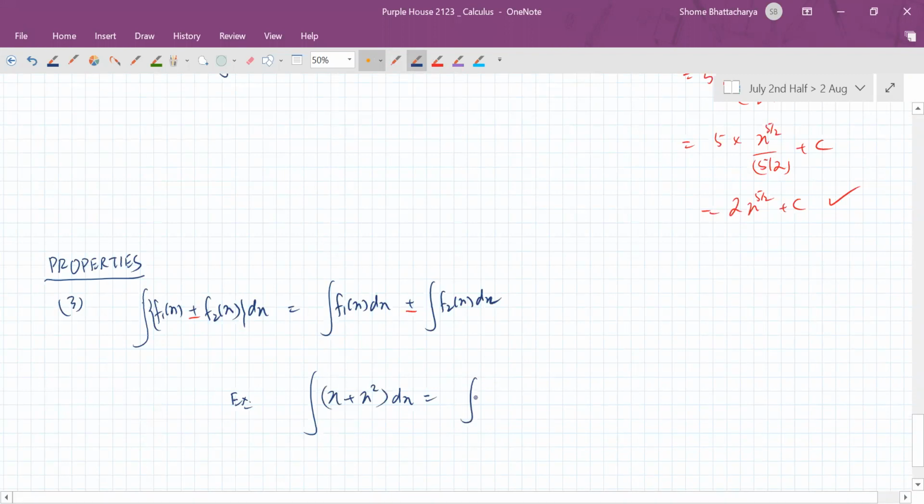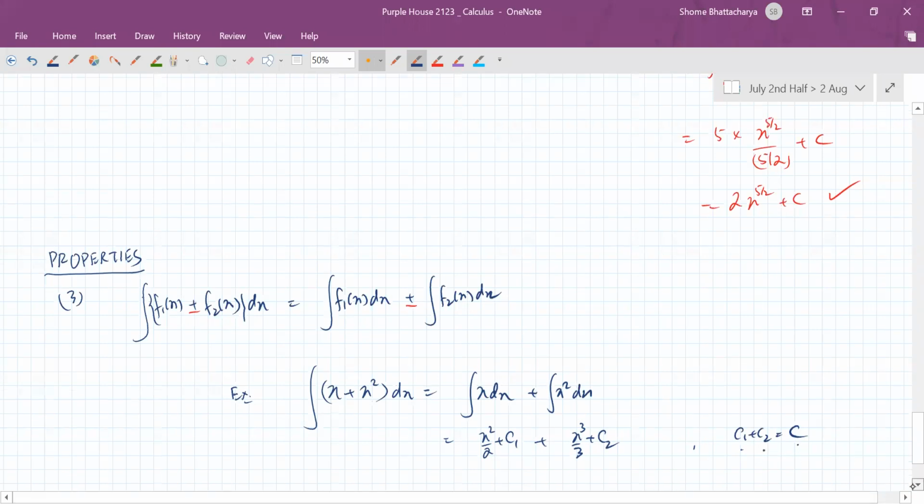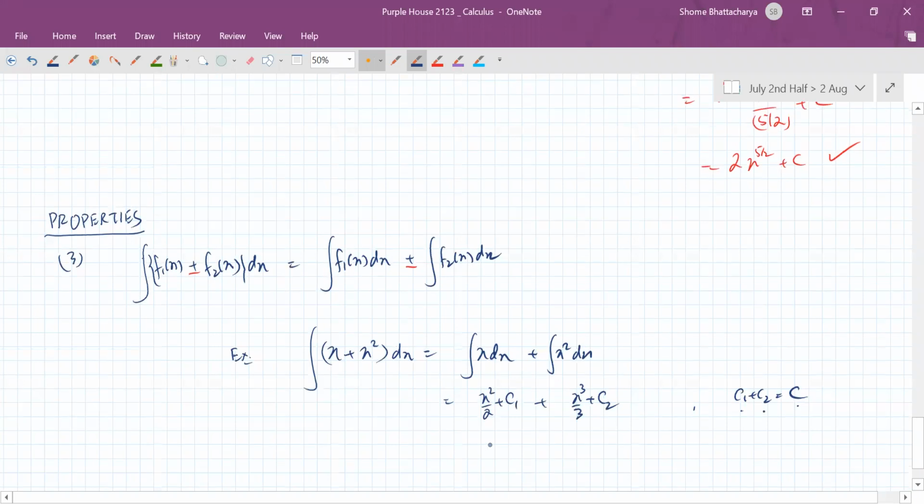So first step, we'll use the distributive property. Now second step, when we are solving these integrations, this is x square by 2 plus some constant, let's say c1. This is x cubed by 3 plus some other constant c2. Now we can take c1 plus c2 as a combined constant c, because these two are indefinite, so their sum is also indefinite. So in our final answer, we just write a single combined constant of integration. So this is now the antiderivative of this function.